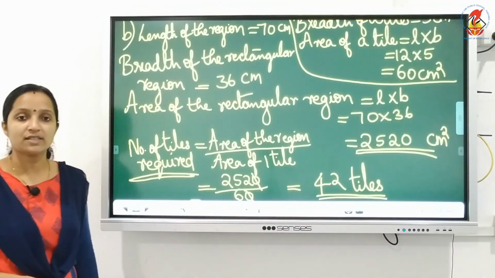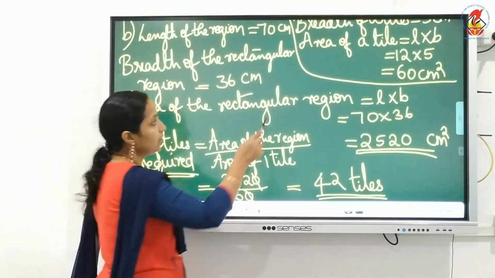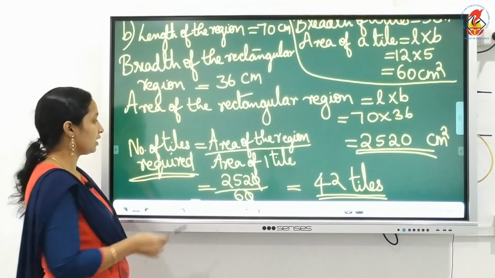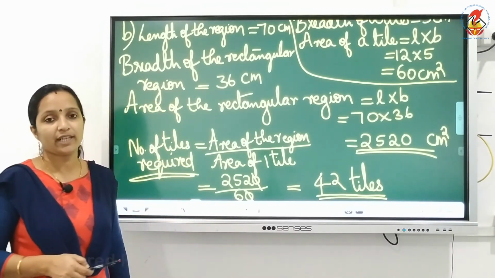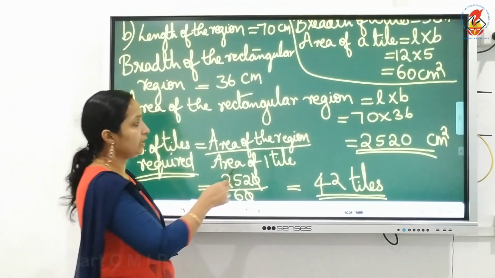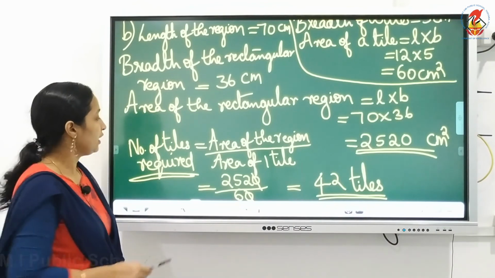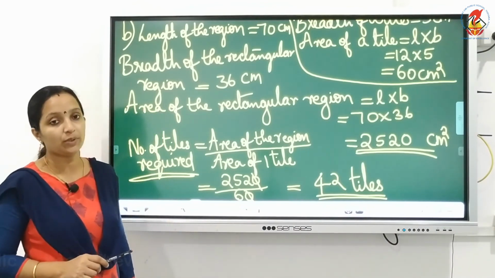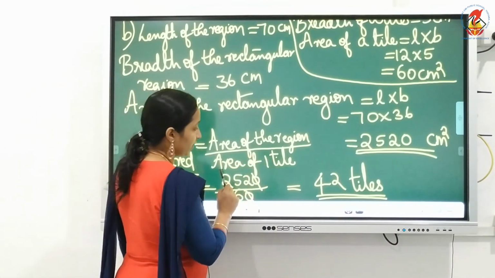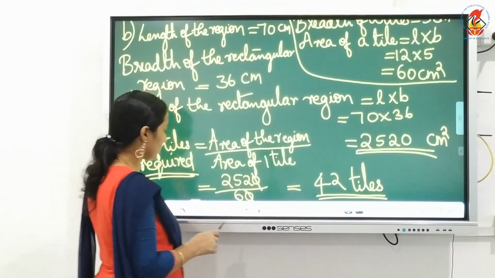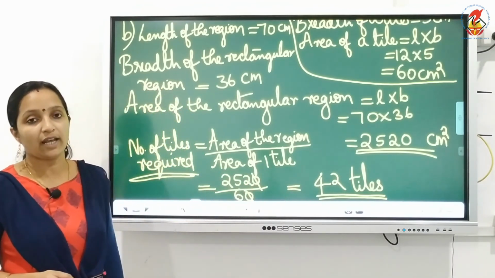I hope these answers are clear. We have to find how many tiles are required to cover the second rectangular region. We found the area of the rectangular region as 2520. For finding how many tiles are required, area of region divided by area of one tile. 42 tiles are required to cover the second rectangular region.